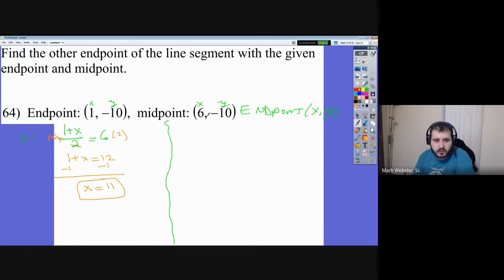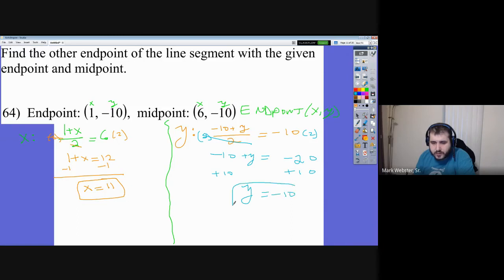And then we do the exact same thing for y. Our one y value is negative 10. Our other y value, we don't know yet. But we want our answer to be negative 10 here. So we're going to solve again. Clear out the fraction, multiply by 2. We get negative 10 plus y equals negative 20. And then we add 10 to both sides. And there we get our answer.